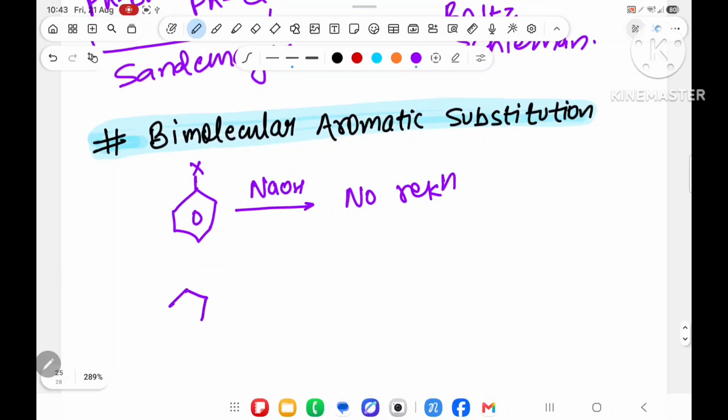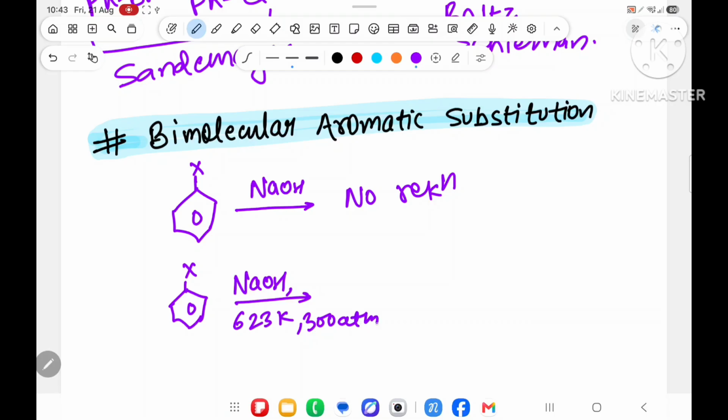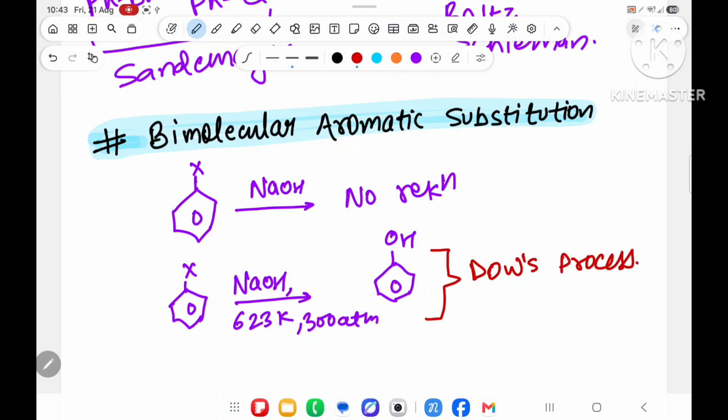Now, I have given one sort of hydrocarbon also, and this one sort also I will give. Over here, aryl halide X reacts with NaOH. You will say, nucleophilic substitution is not possible, it is aromatic substitution. So over here, no reaction. But if you take aryl halide and react with NaOH at 623 Kelvin and 300 atm, then it will react and form phenol. This process of reaction with high temperature, high pressure is known as Dow's process. Understood everyone?